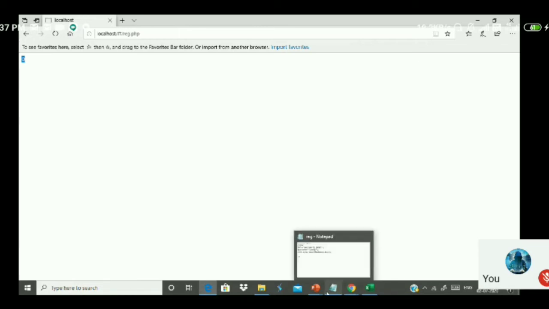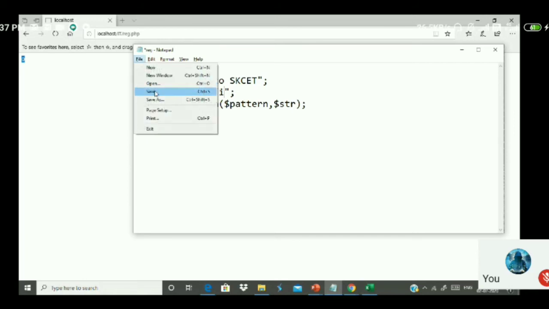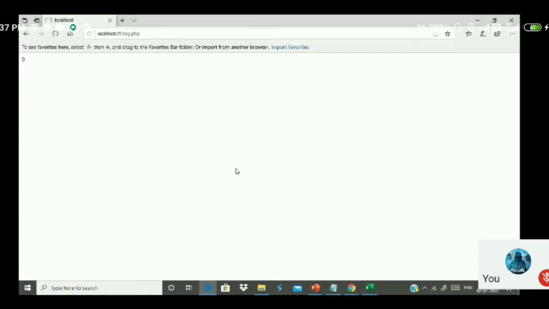So you have to understand that this is not a word. This is called a set here. Whenever I specify anything in square brackets, that is called a set. ABD is not considered as a word. A, B, D are considered as individual characters. If you want to make it a word, you remove the square brackets. Whether ABD exists in my string now. Whether there is any string called ABD in the sentence. No, sir. So you won't get a match here. So obviously you are getting 0.